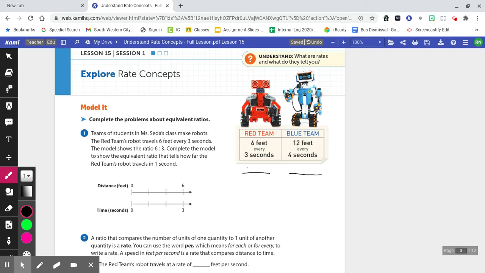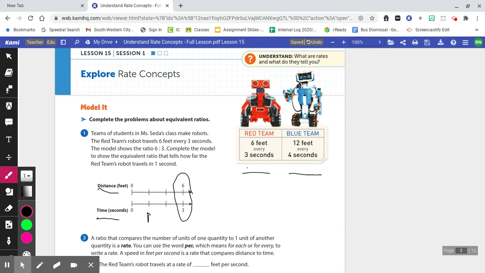So the first question asks us, how far does the red team travel in 1 second? Notice that we have time and distance. Those are our two things that we're comparing. Here's my ratio of 6 to 3. And I want to know in 1 second, how far did my robot travel? Stop, write down your answer, and then come back and see if you got the same thing I did.